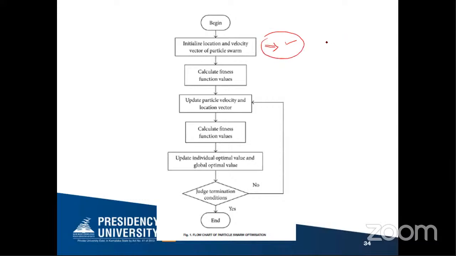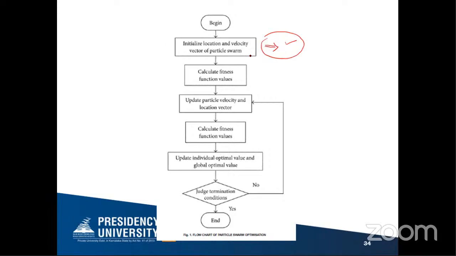Another point I would like to make here: these are all called algorithm-specific parameters. For any algorithm, you have to tune some parameters. Random numbers are there, C1, C2 are there, and the inertia weight is there, which you also have to initialize. Suppose you take a genetic algorithm: you have a population and a mutation rate. Those things you have to initialize. Those are called algorithm-specific parameters.